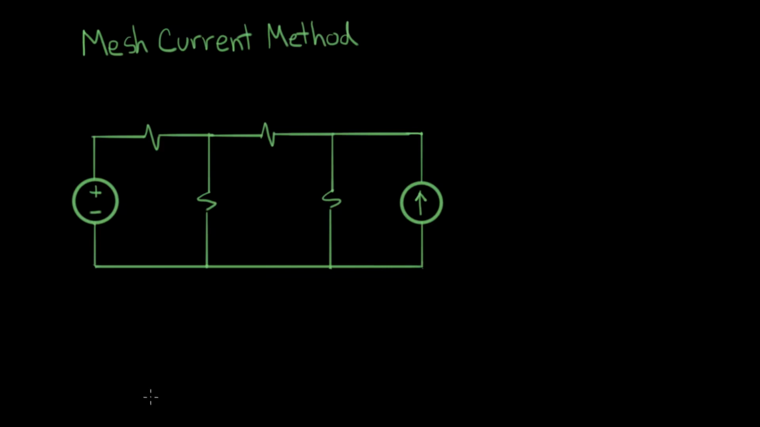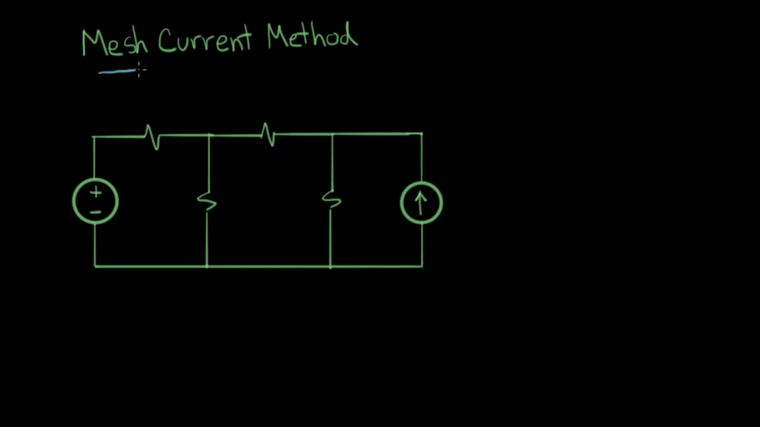Now we're going to discuss the second of two popular ways to analyze circuits, and this one is called the mesh current method. This is actually one of my favorites. There's a fun spot in here where we make up currents flowing around in circles inside the circuit, and it's interesting. So in the mesh current method, what we do is we define mesh currents.